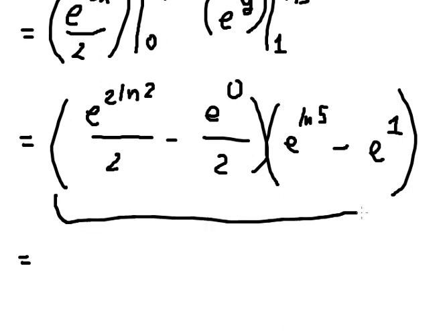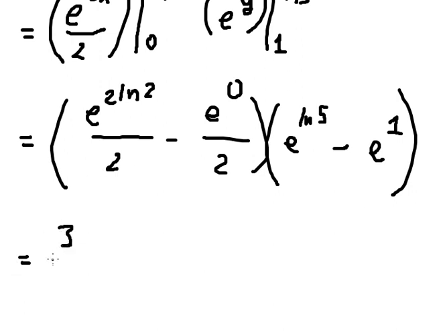So we calculate this one. We have 3 over 2 times 5 minus e. This is the end.